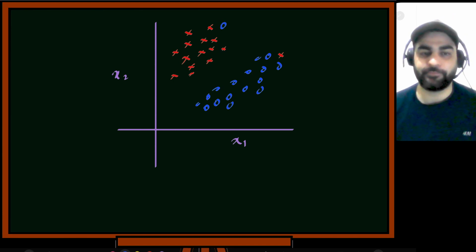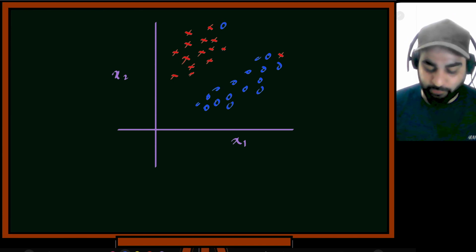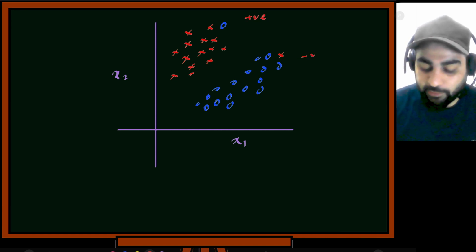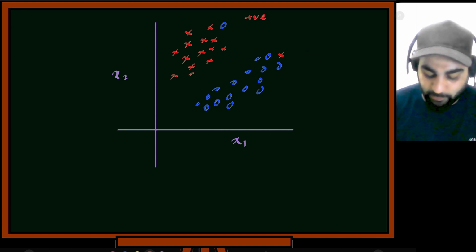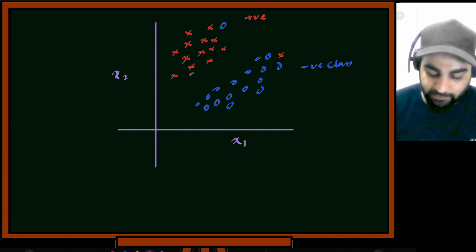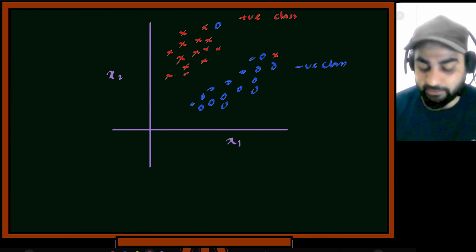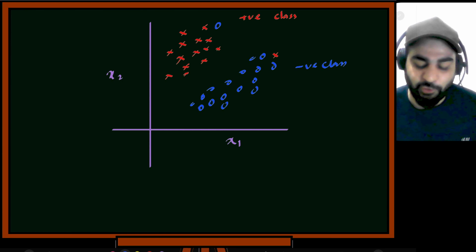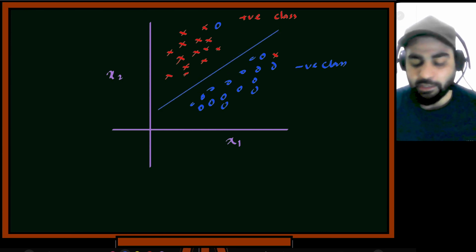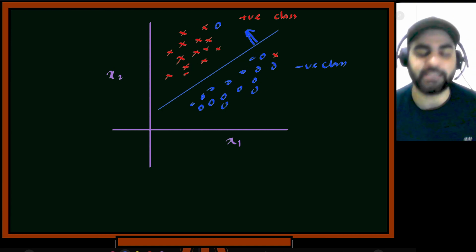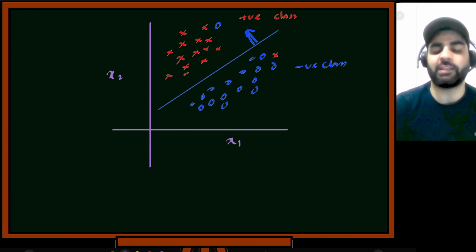Let's call this blue one the negative class and this one my positive class. So this is my setting. If you see it geometrically, everybody will say draw a line like this. Whatever is on this side is the positive class, and whatever is on this side is the negative class. We can see this just by geometry.